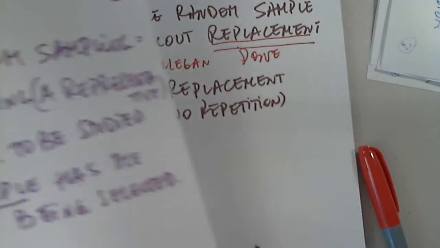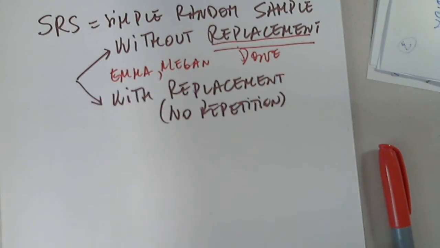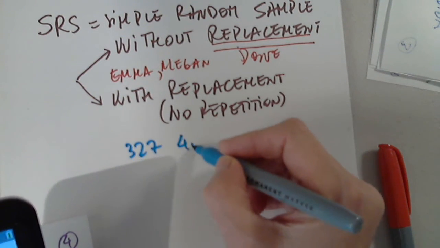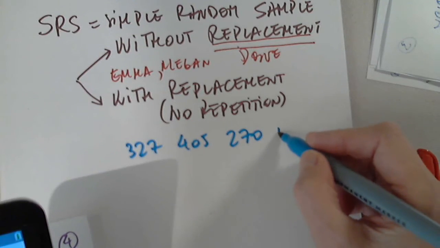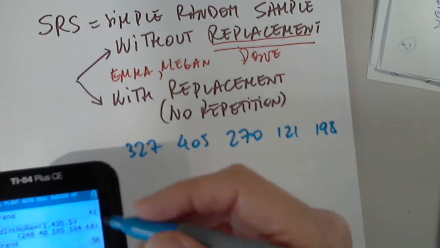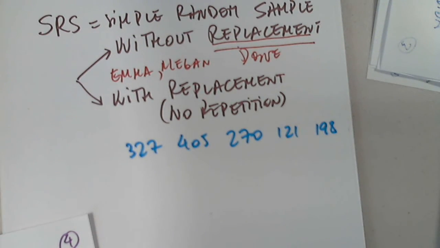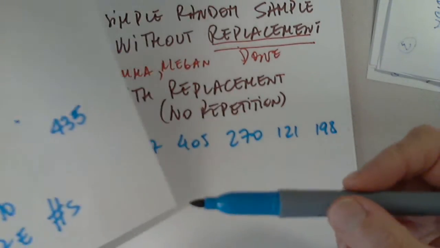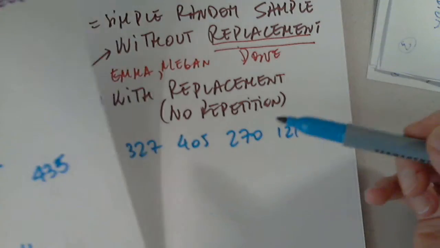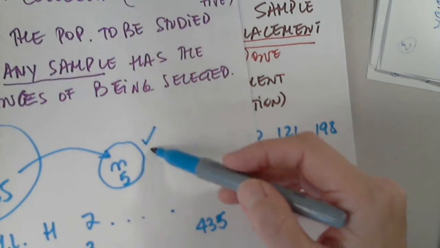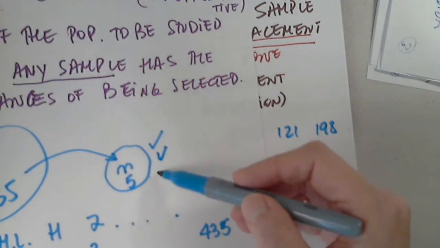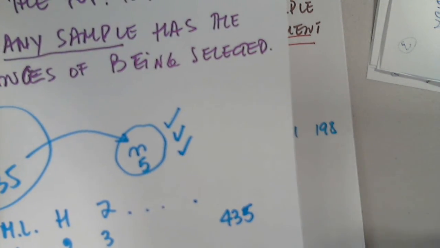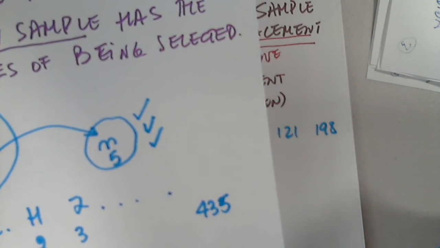So I go to the numbers. I didn't copy any, so let me copy just any list. So 327, 405, 270, 121, and 198. I just copied the last one. So then I go to number 327 in my list and say you are selected. I go to number 405 in my list, you are selected. I go to 270, you are selected, and this is how I create my sample of 5 individuals from this population.